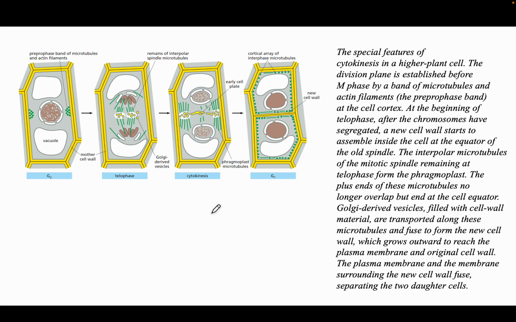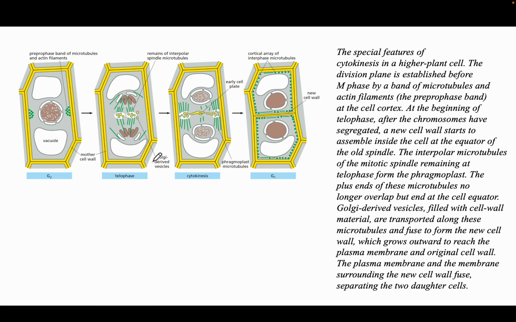Now coming to cytokinesis. So these are plant cells. The special feature of cytokinesis in a higher plant cell is that the division plane is established before the M phase by a band of microtubules. So this is a band of microtubules and actin filaments. It is decided before the M phase only where the cell is going to divide.